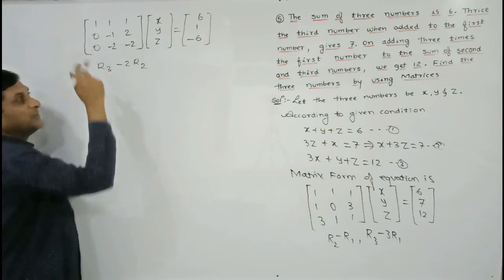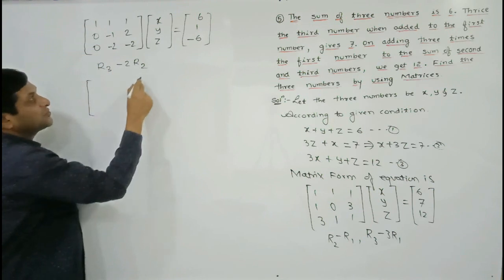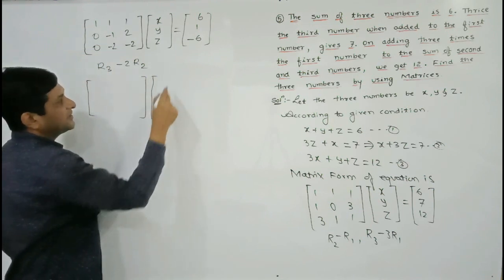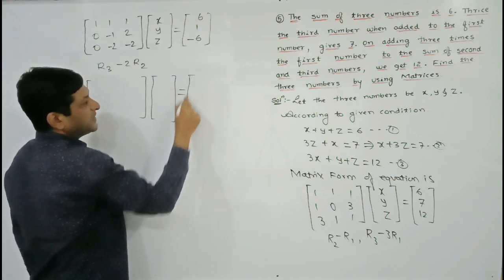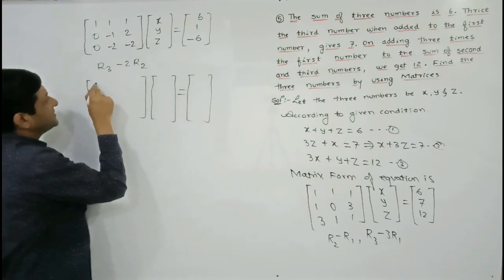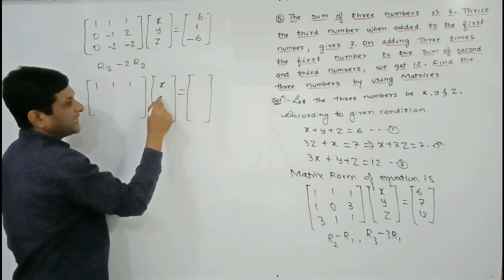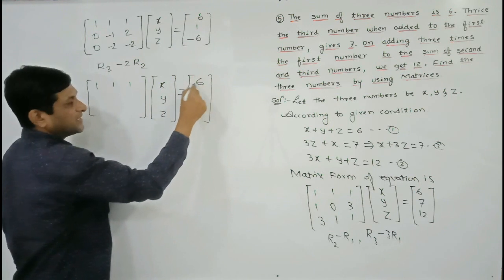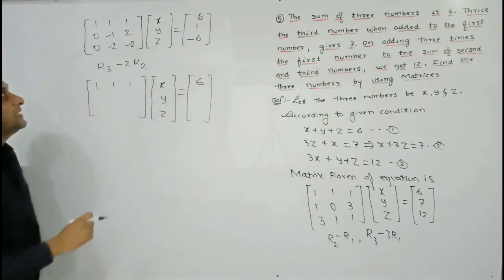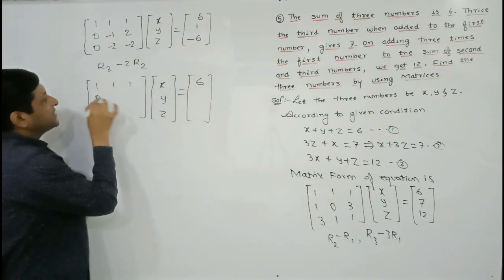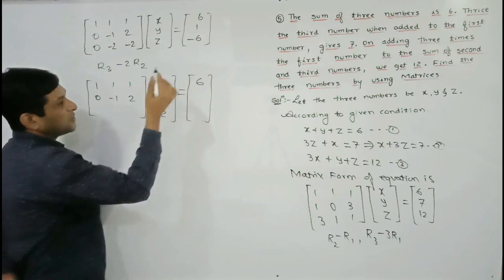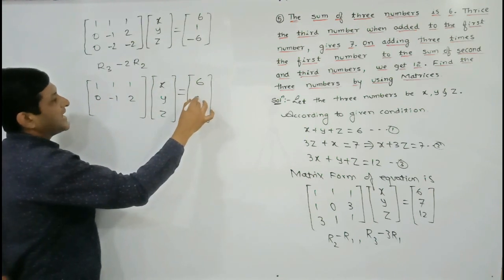Plus 2 minus 2 will become 0. So let us perform this operation on the elements of R2. Keep the elements of R1 on both sides as they are, that is 1, 1, 1. Here keep the variable as it is. On this side the element of R1 is 6. So here keep the elements of R2, that is 0, minus 1, 2, as they are. On this side, 1 also as it is.